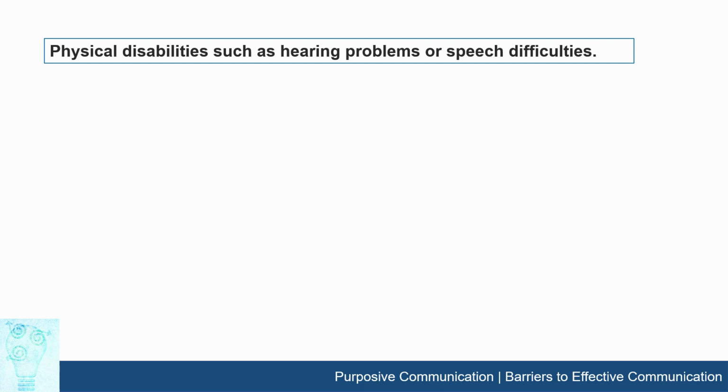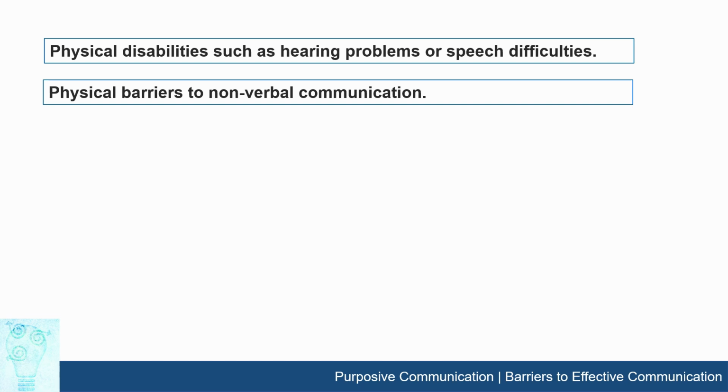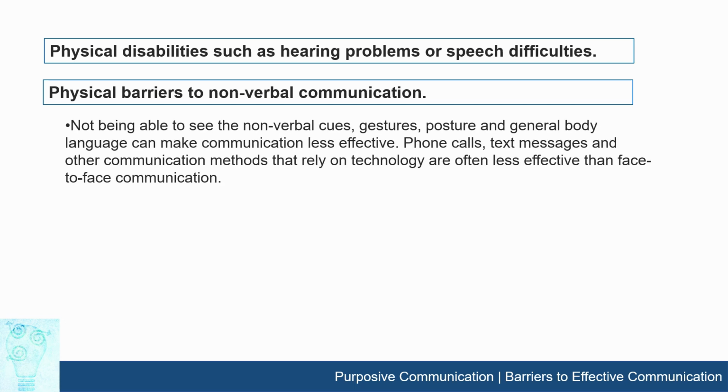Also, speech difficulty. Next is physical barriers to non-verbal communication, meaning there is a physical barrier. You cannot see the non-verbal communication. Remember, what is non-verbal communication? Those are the non-verbal cues, the gestures, posture, and body language. So physical barrier means we cannot see those. Let's say you are communicating via phone call, text messages, and other communication methods that rely on technology. So you cannot see the person that you are communicating with. You cannot see the gestures, the posture, the body language compared to when you're communicating face to face. So mostly we rely on the tone of the voice and your hearing skills. You need to listen actively.